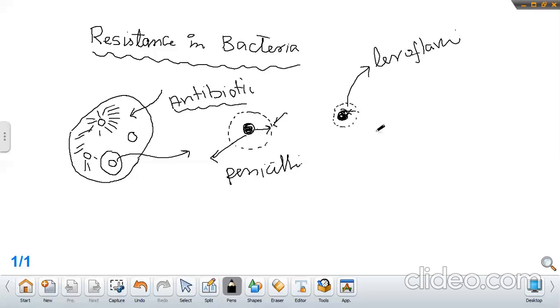Now, when I'm exposing this bacteria again and again to this levofloxacin, what will happen? Sorry, I'm taking my example, because the clear zone here is more, it means this bacteria has less resistance to this antibiotic. But when I'm exposing these bacteria again and again to this penicillin, with the passage of time, what will happen? This clear zone will become less. Why? Because changes come in that gene that is responsible to show resistance to penicillin, like a new protein produced in that bacteria, or a new gene expressed, or some changes come in the genes of bacteria. Because of that, bacteria start to show resistance to this penicillin.